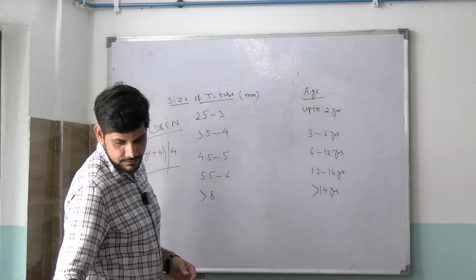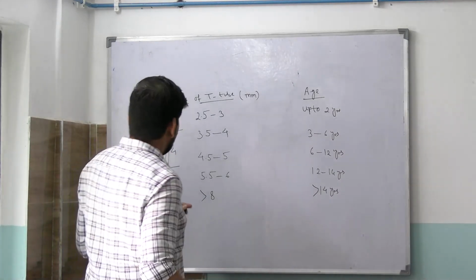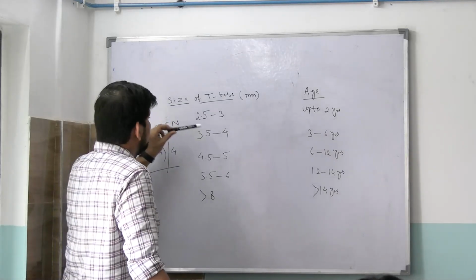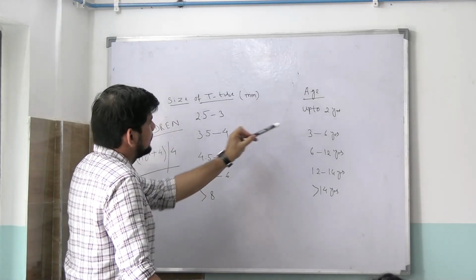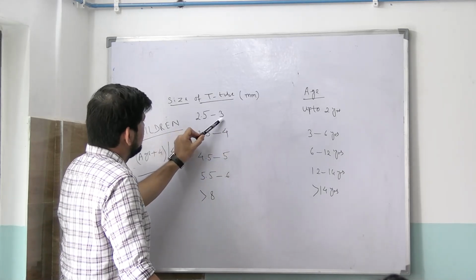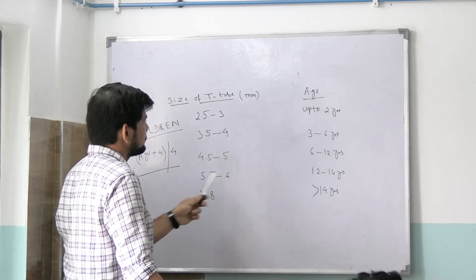I told you, this is the formula. Okay, the examiner might ask during the examination, what is the size of the tube? Up to 2 years is 2.5 to 3 millimeter. It is millimeter. Okay, it is the inner diameter, not the outer.